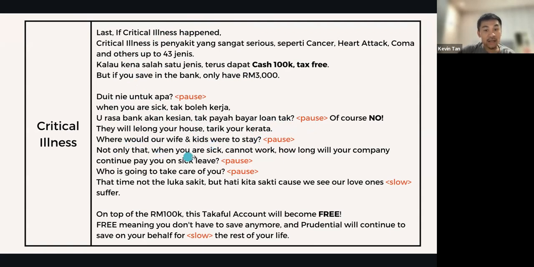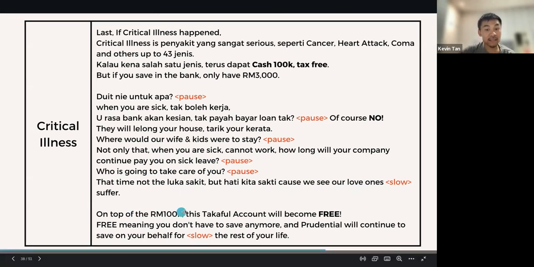Not only that, when you are sick, you cannot work. How long will your company continue to pay you on sick leave? How long can you last? Who is going to take care of you? So all these questions, their brain will be thinking and spinning. That time, not only the wound hurts, the heart hurts, because we see our loved ones suffer. Again, emotional. Our loved ones suffer. Then slow down. Let the imagination go a bit.